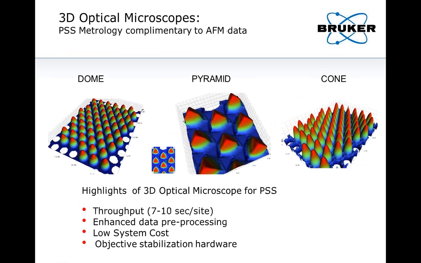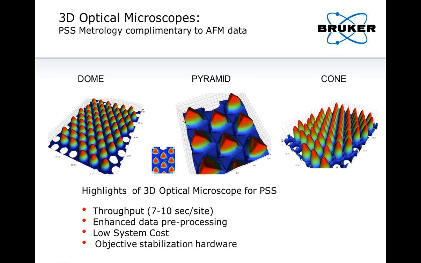We can not only look at the photoresist, we can of course also look at the PSS patterns itself. And I mentioned already there are a variety of different patterns, and 3 of them are shown here. On the left, we have dome patterns, we can have pyramidal patterns, and we can have cone patterns. And the 3D microscopes accurately reflect that shape.